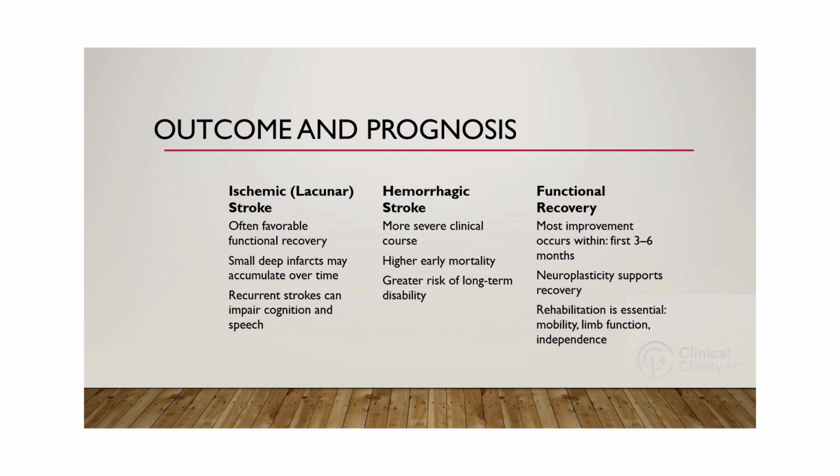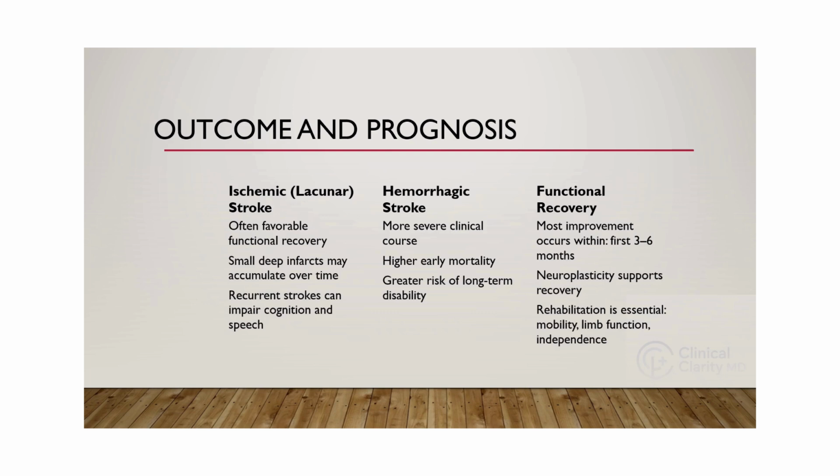An important concept in stroke recovery is neuroplasticity, that is, the ability of the brain to reorganize and adapt after injury. Most neurological recovery occurs within the first 3 to 6 months, although improvement may continue beyond this period with sustained rehabilitation. Rehabilitation, therefore, plays a central role in recovery, focusing on mobility, limb function, speech, and restoration of independence. Ultimately, prognosis depends not only on the size and location of the lesion, but also on early treatment, rehabilitation, and long term vascular risk control.